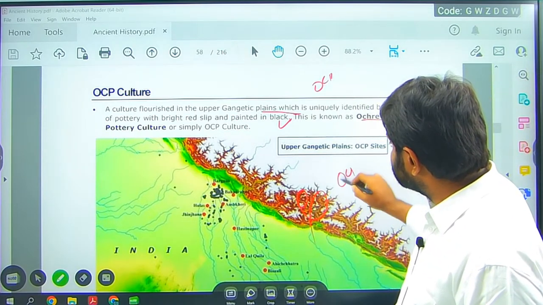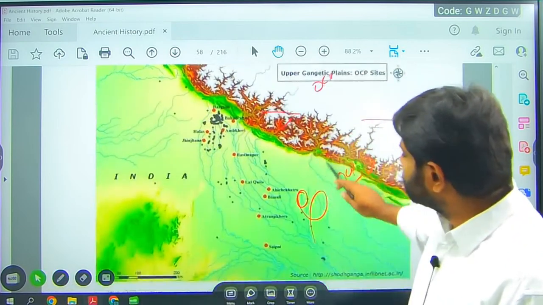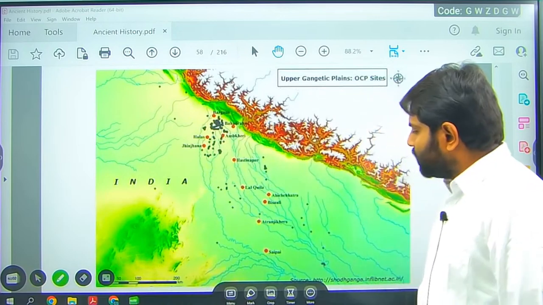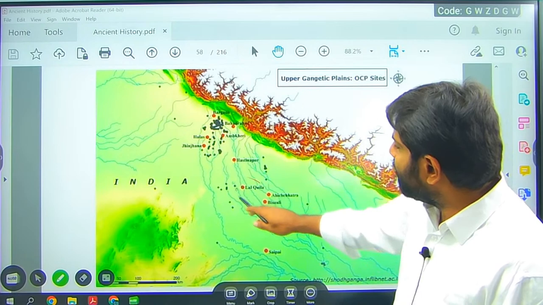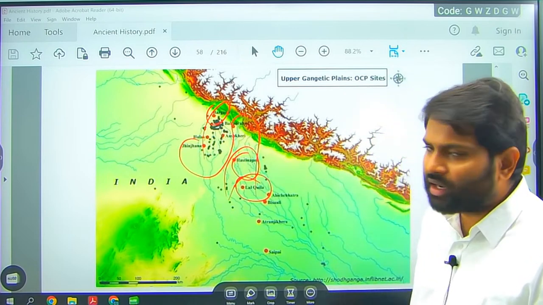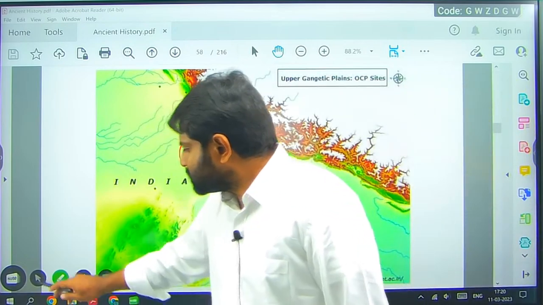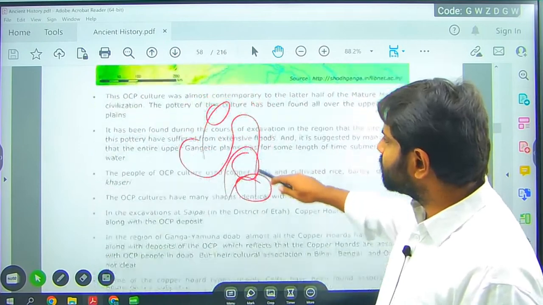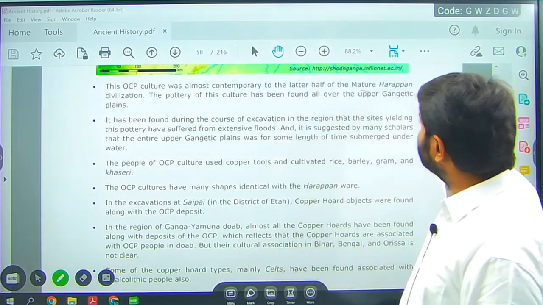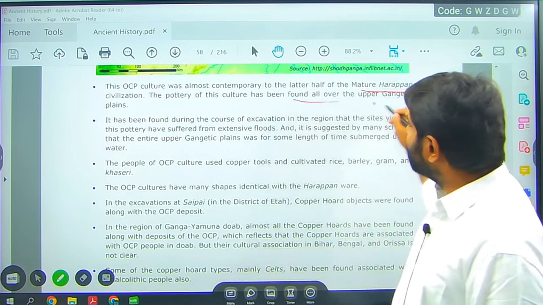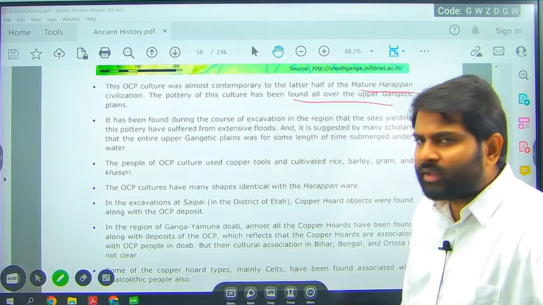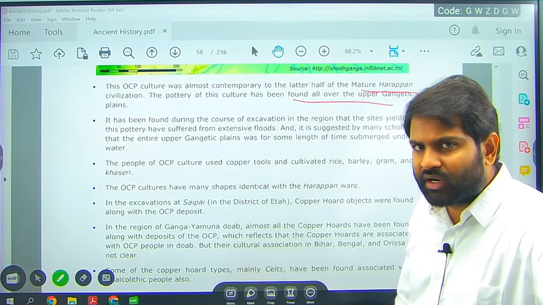OCP in the Ganges is one of the important evolutions of technology. So even now you can identify this OCP. You can identify Lal Qila, Hastinapur, Bargaon, right? These are the areas where we can find traces of OCP in the Ganga Valley. This OCP culture was almost contemporary to the later half of the mature Harappan civilization, because the pottery and the culture were found all over the Gangetic plains. It has been found during the course of excavation, and the region of sites yielding the pottery has suffered some extensive floods. So normally pottery, when it sees flood, nothing will remain.